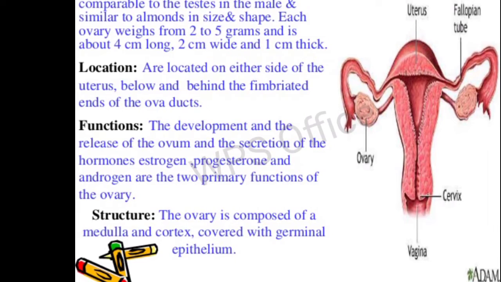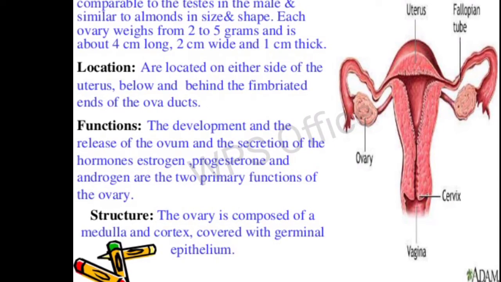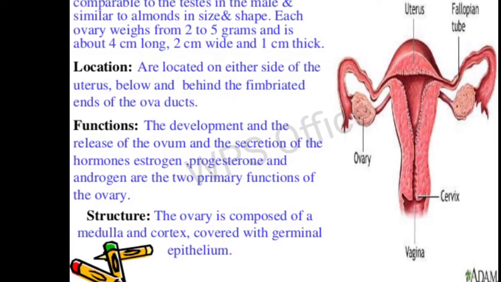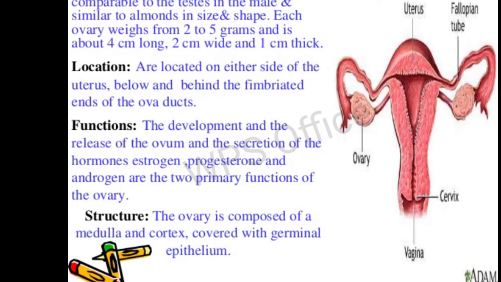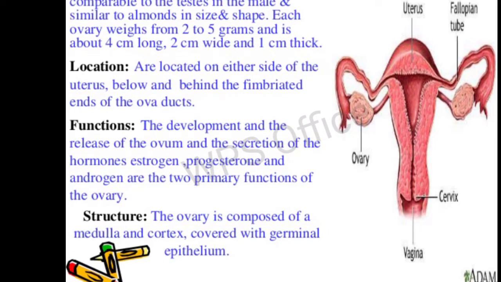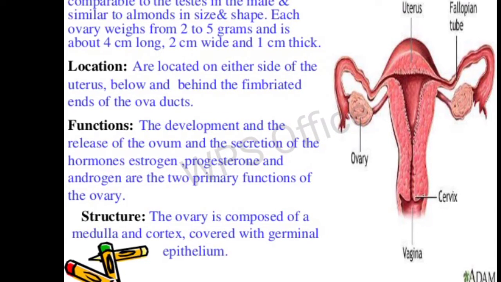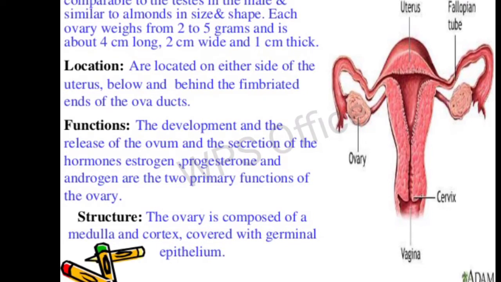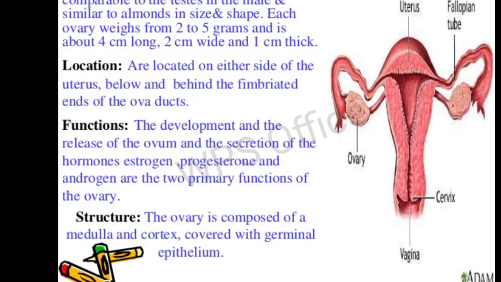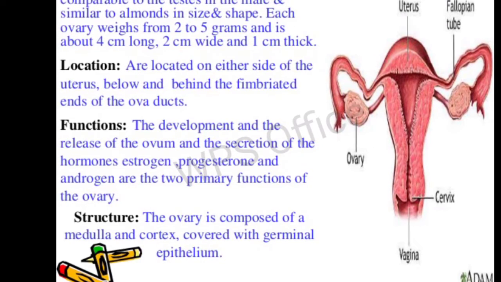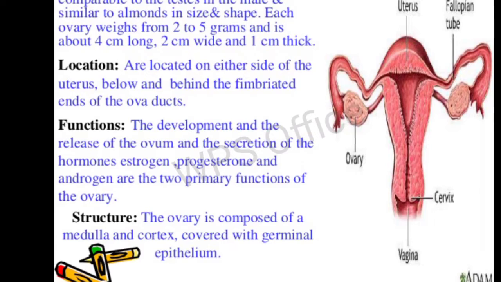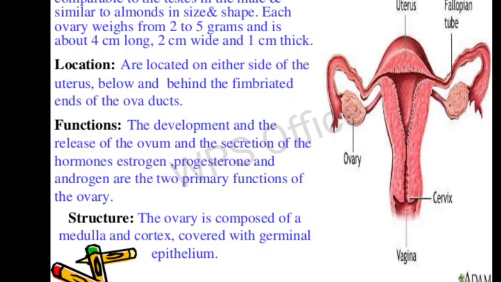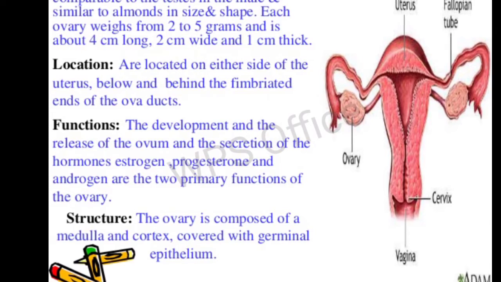The ovaries are also known as the female gonads, comparable to the testes in the male. In the female it will be the ovaries, then in the male it will be the testes, which will be producing the hormones. Each ovary weighs around 2 to 5 grams and is about 4 centimeter long, 2 centimeter wide and 1 centimeter thick. These are located on either side of the uterus, below and behind the fimbriated ends of the oviducts.